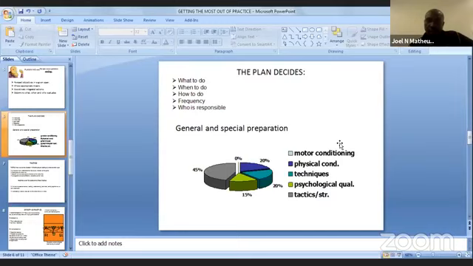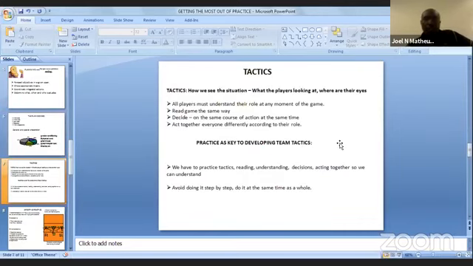And it's very important, if you look at the biggest portion of this, that it is the techniques and the tactics. That is very, very important, because in volleyball we have to teach our teams to work together. I will come to tactics just now. I want to focus specifically on tactics in terms of practice. When we talk about tactics, it is how we see the situation, what the players look at, and where their eyes are. This is very important.